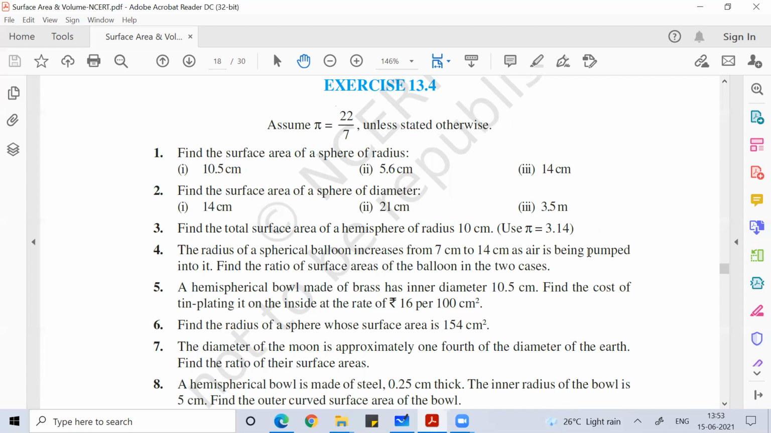So the first one is 1386 centimeter square. 4 pi, 1386 centimeters square. 10.5, better write 21 by 2. Then 21 is divisible by 7. It will make more sense for us. Yes, sir.